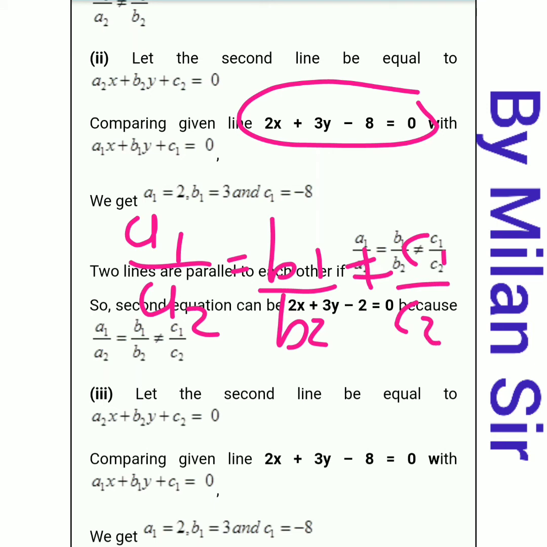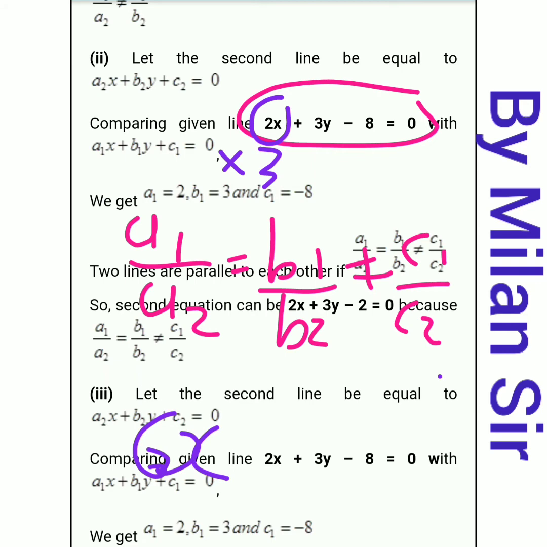Okay, so A1 means the coefficient of x, right? Here it is 2. So here I multiply with 2. We can multiply with any number. It is not necessary that we always multiply with 2. We can multiply with 3. So just take 3 here. You can take any number. So my first term is 3 times 2x, which is 6x.